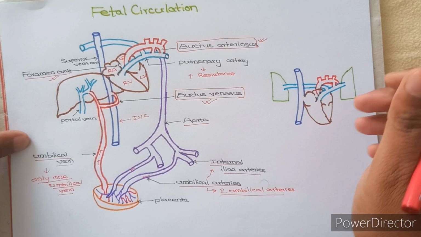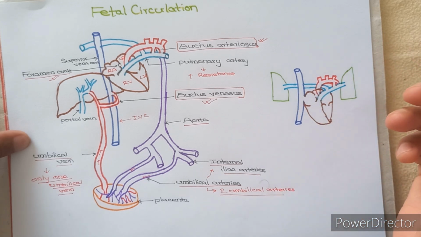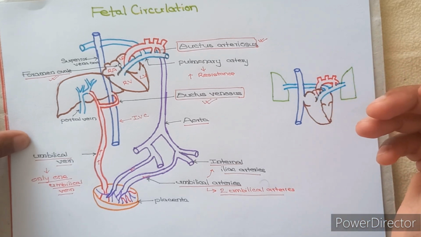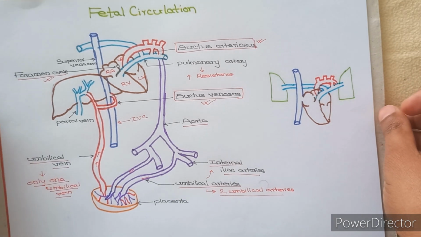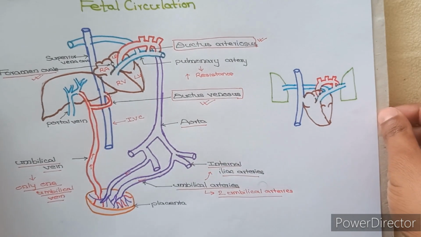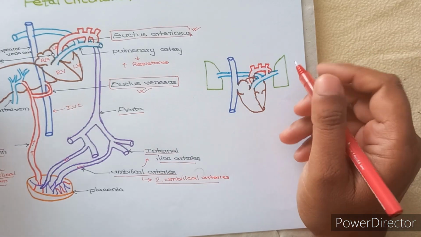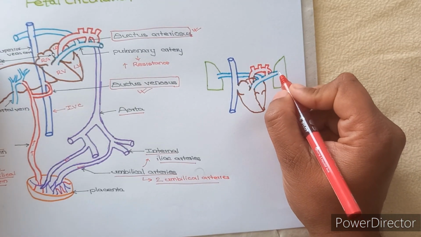Now the main topic of our discussion is what are the changes that occur in the fetal circulation after birth. Initially, the fetal lungs are not developed.